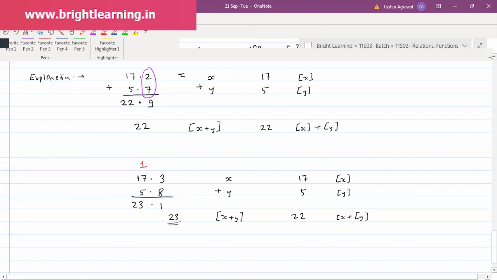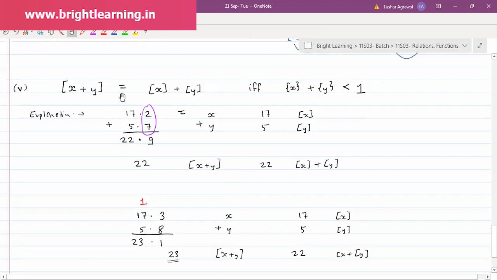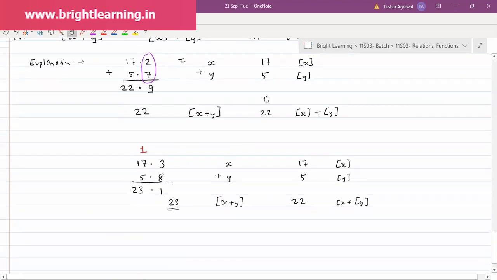So what is our target? If you want this equality to hold true, you want that there should be no carry forward. There should be no carry forward means what? The fractional part of x plus fractional part of y should be less than 1. Or the algebraic proof, if you want, of this question.